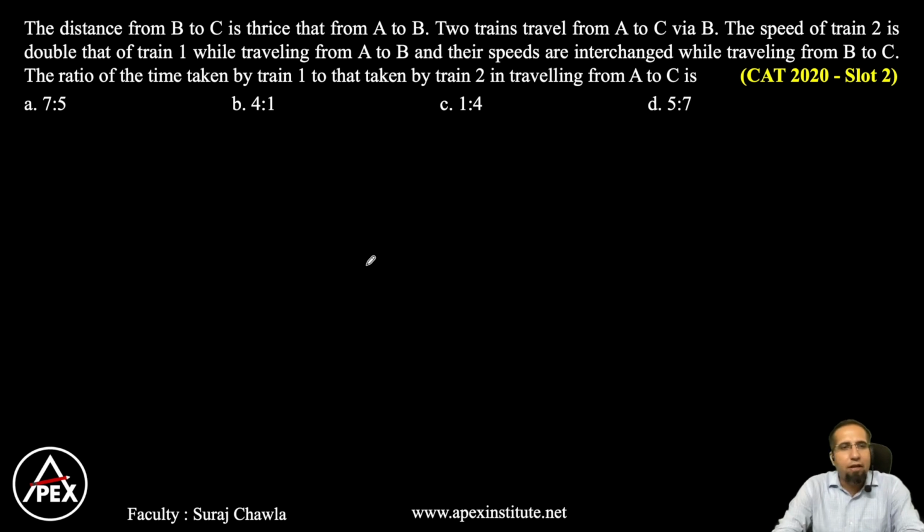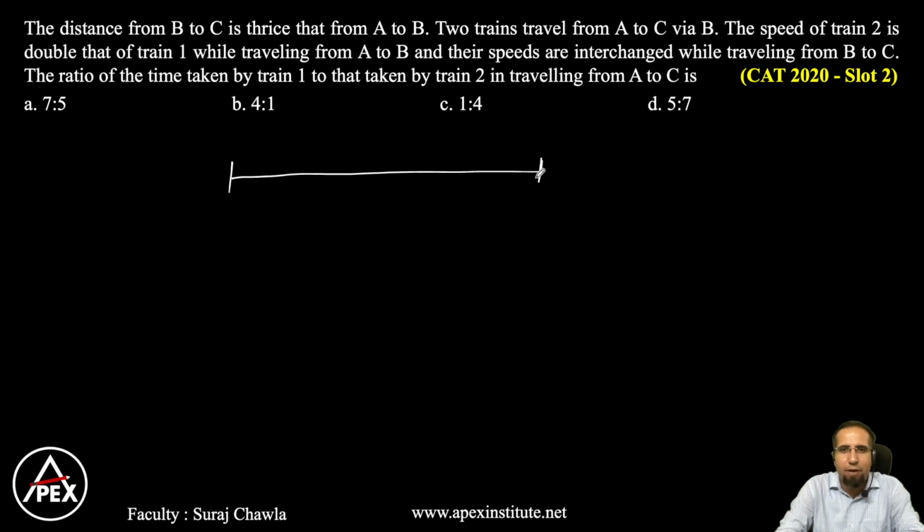Now, I'm told that the distance from B to C is thrice from A to B. Now, my advice whenever solving a question would be to pause the video, solve it on your own, and then come down to this for a solution. Right. The distance from B to C is thrice that of A to B.